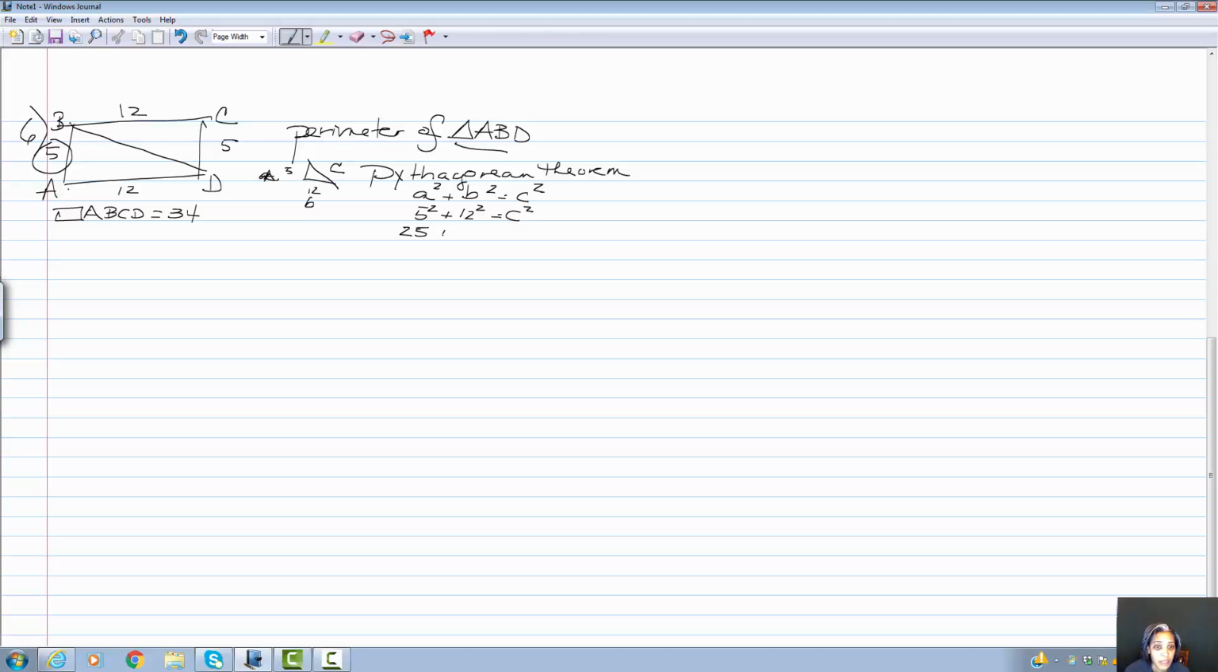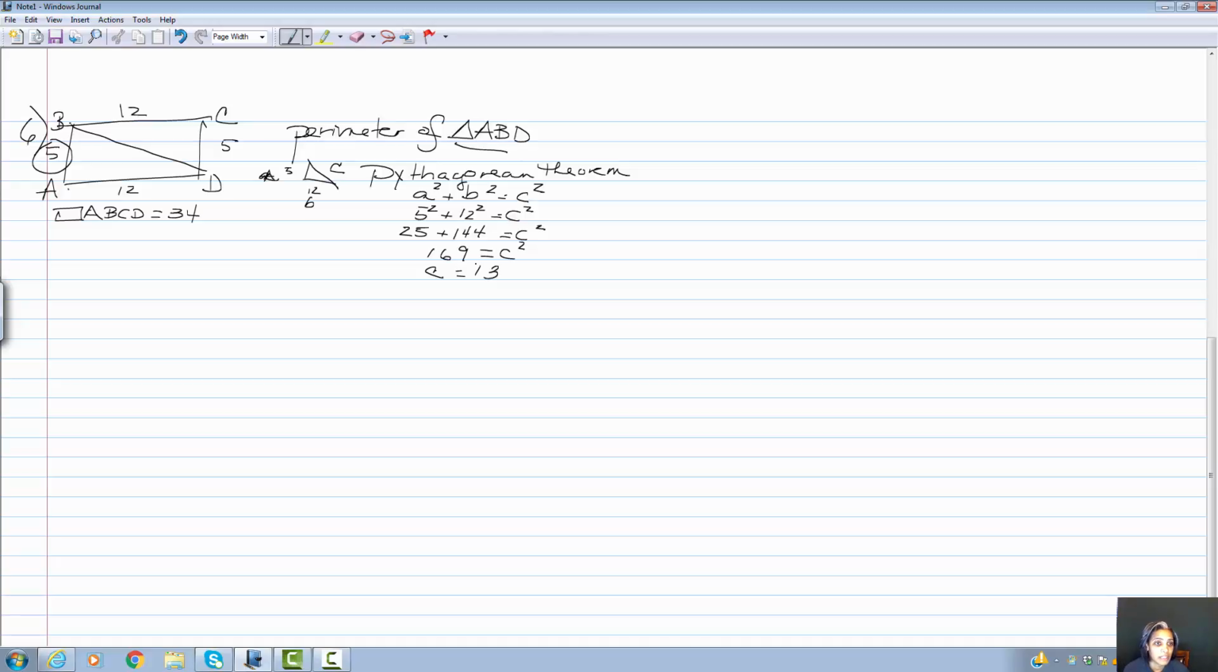So 25 plus 144 is equal to c squared. And 25 plus 144 is 169, which is equal to c squared. And if I take the square root of both sides, I get c is equal to 13.